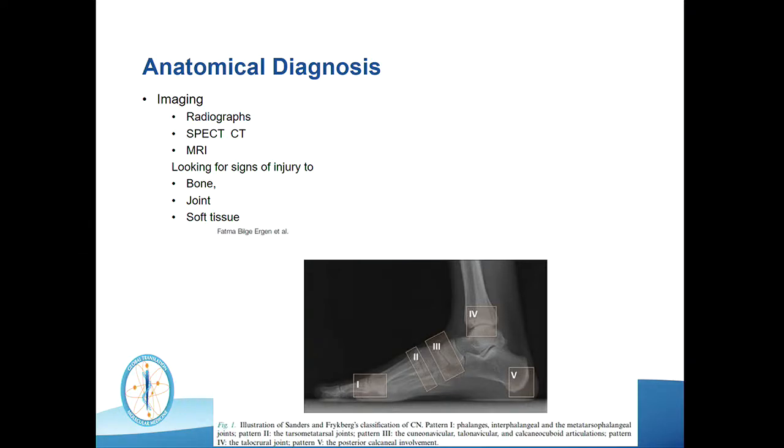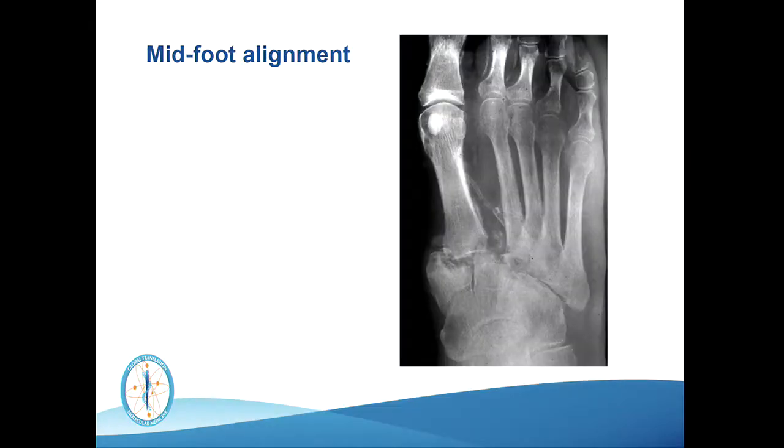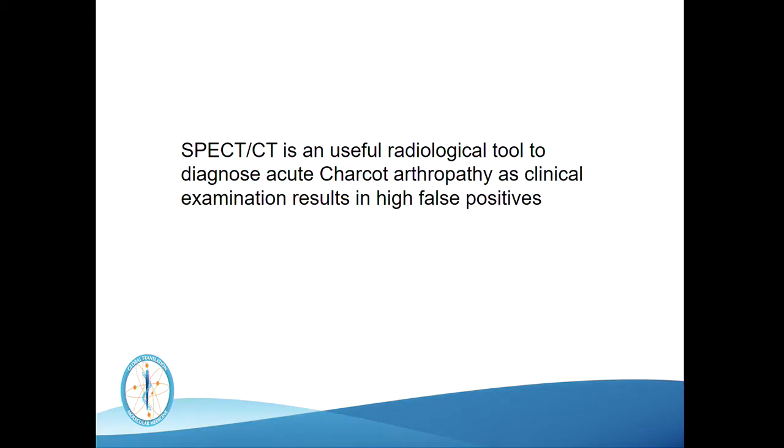Just a quick slide there to show you the Freyberg's classification of Charcot osteoarthropathy, which looks at where it tends to affect, and it most commonly affects the midfoot. And on the X-ray, you're looking for the signs of injury in the bones, the joints, and the soft tissues. This patient's got a clear Lisfranc malalignment there and abnormal vascular calcification, so this is not going to be a stage 0, but it isn't too difficult to make the diagnosis.